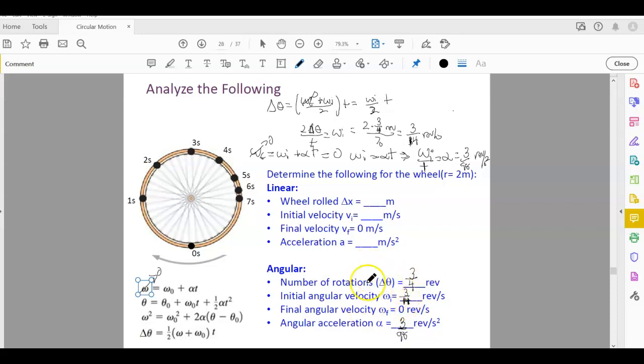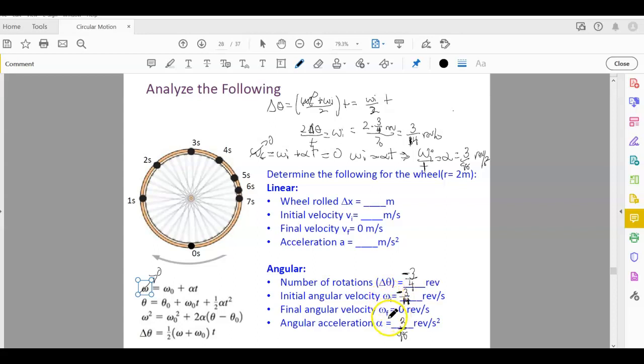Well, now that we're here, and we've got the magnitudes for each one of these done, let's figure out the directions. Well, this thing is rotating clockwise, which means its displacement is going to be negative. Remember, clockwise is negative. And that means its initial angular velocity is going to be negative as well.